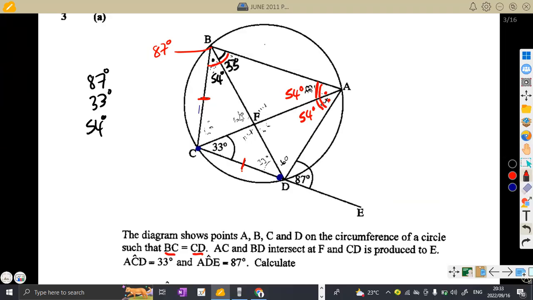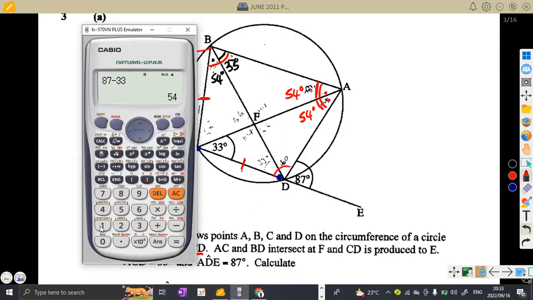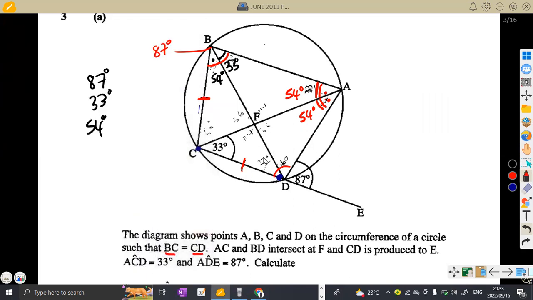So from there, we can even calculate the whole angle at D by using angles on a straight line. So it's 180 minus 87, like this, which is 93. So the other part of angle D is 93 degrees. Okay, so that's what we can have.